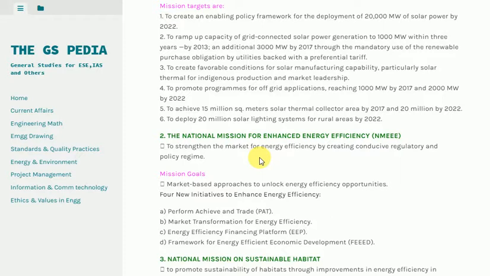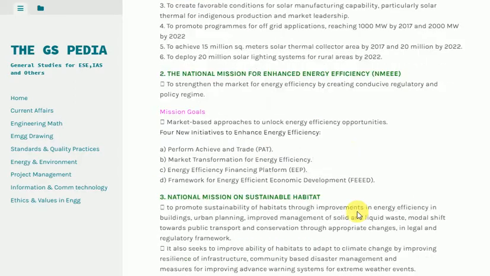B. Market transformation for energy efficiency. C. Energy efficiency financing platform, EEFP. D. Framework for energy efficient economic development, FEED. 3. National Mission on Sustainable Habitat.